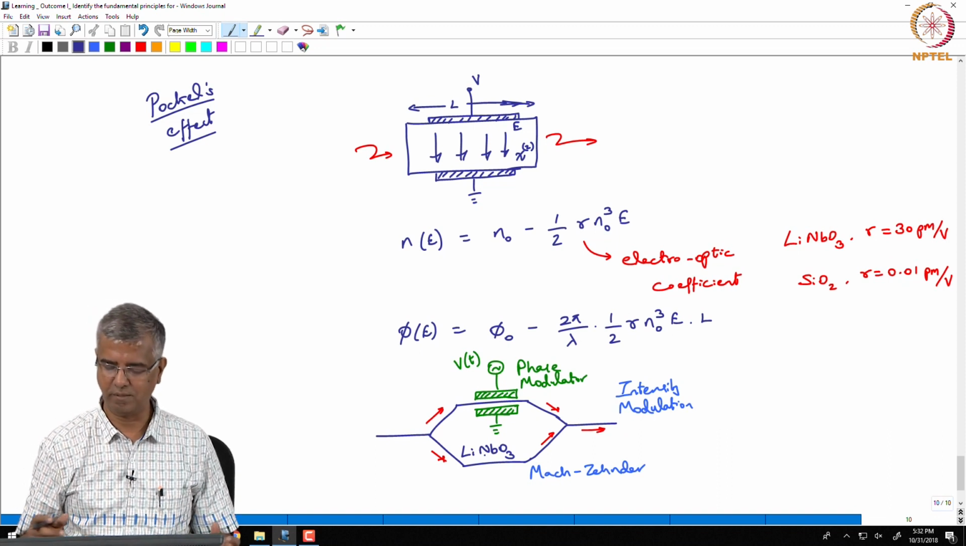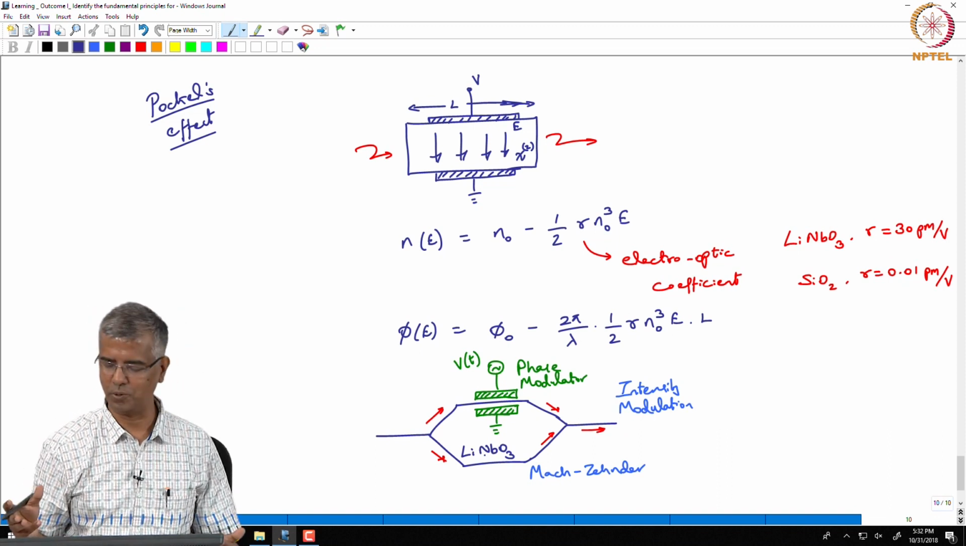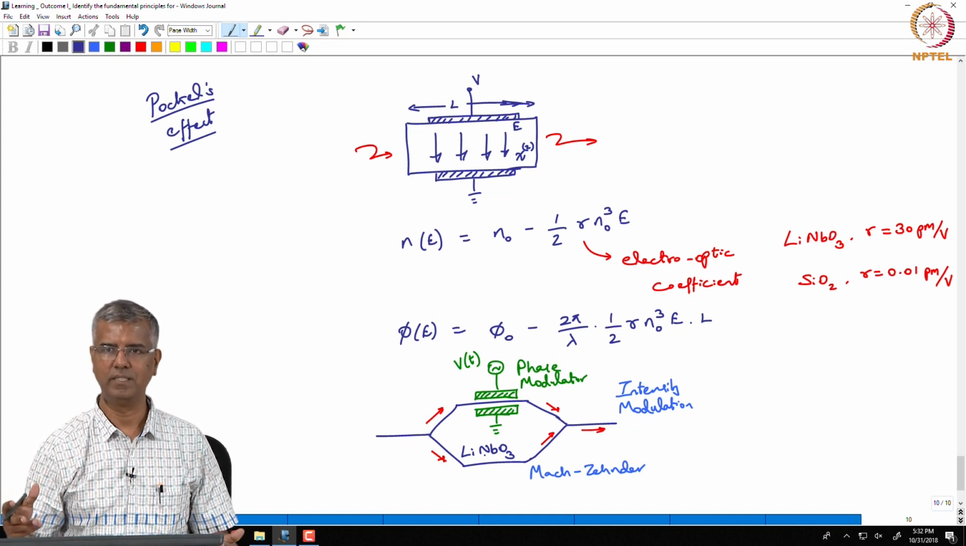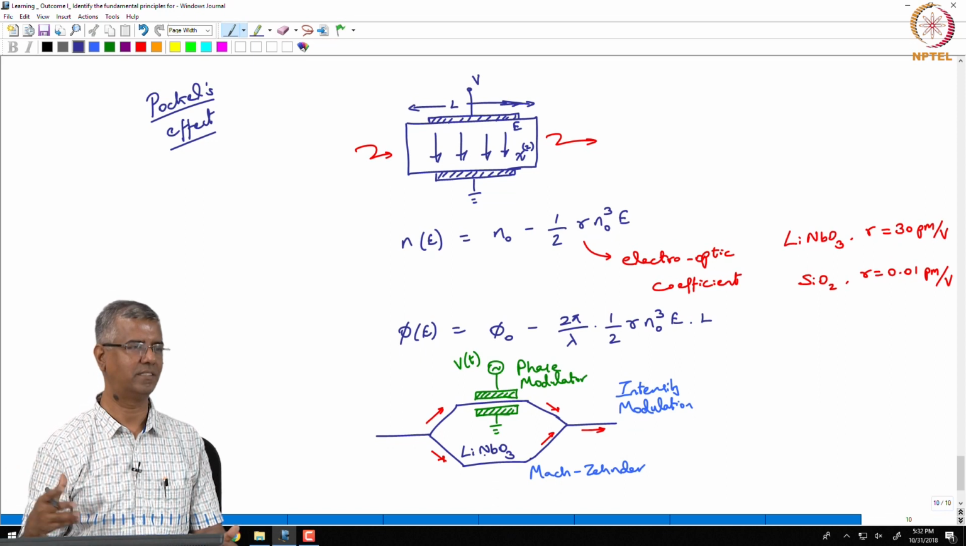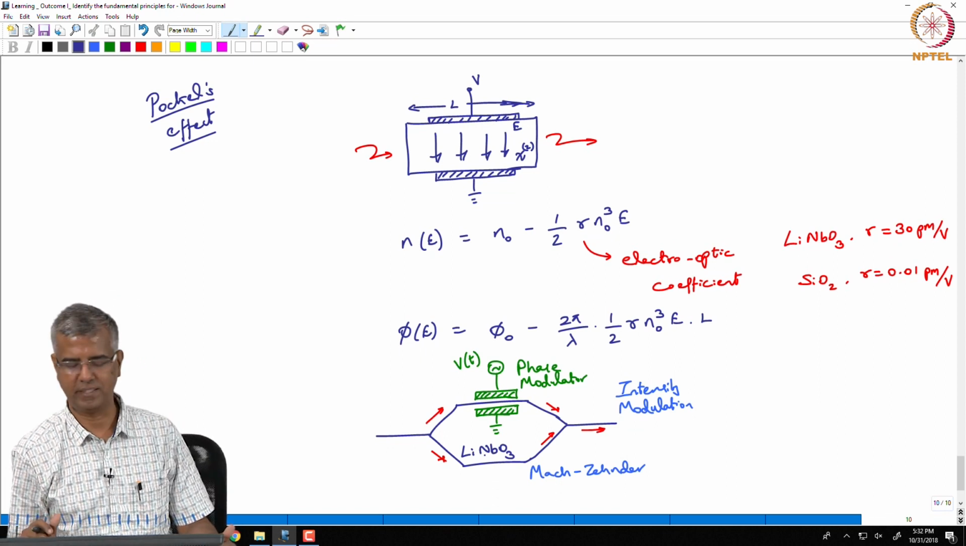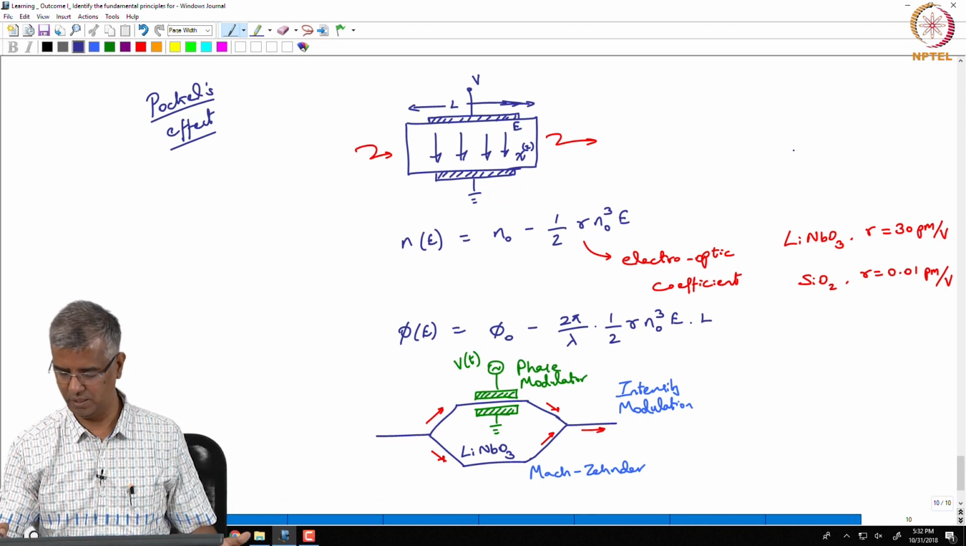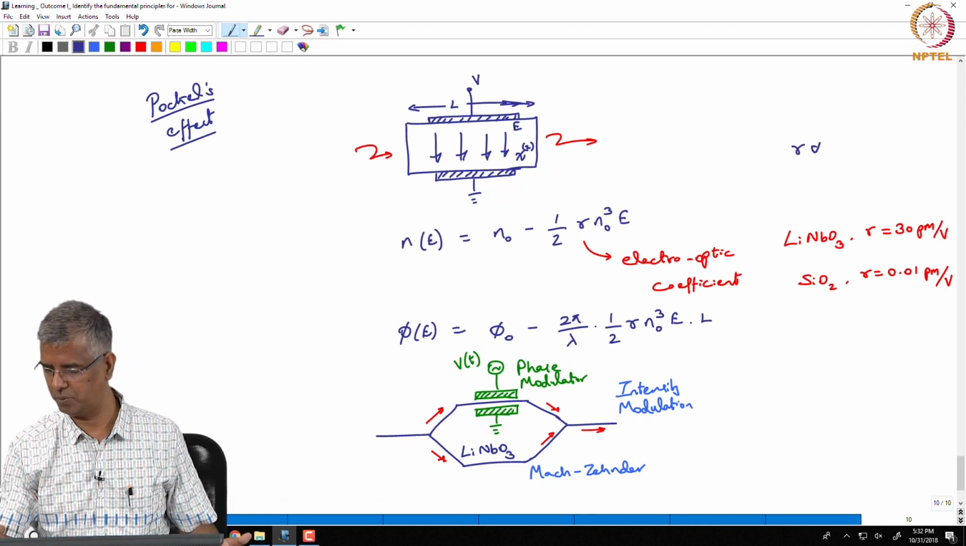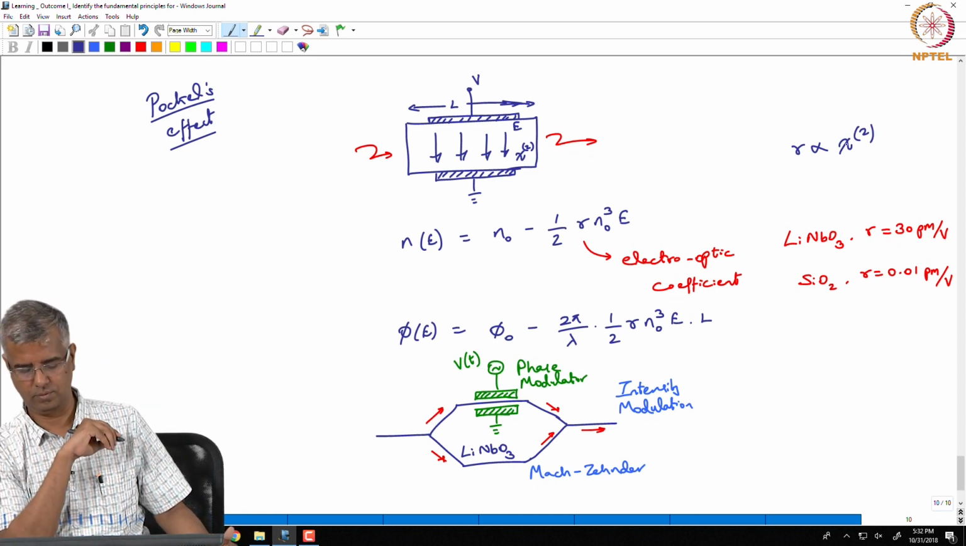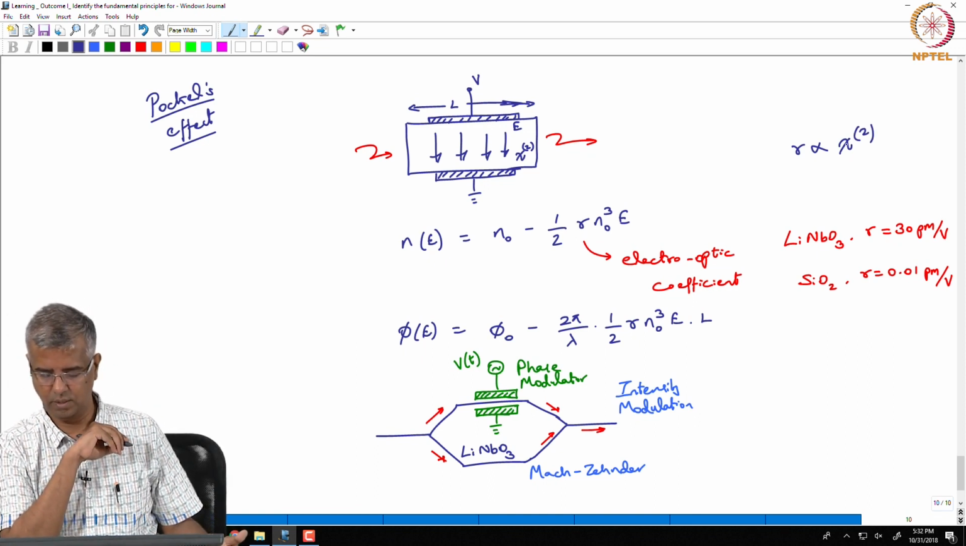So, R is proportional to chi 2, the proportionality factor is some 3 pi by 2 or something like that. It is just directly proportional to chi 2. Okay.